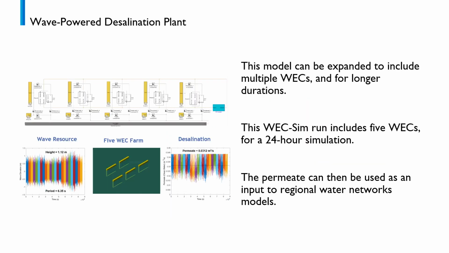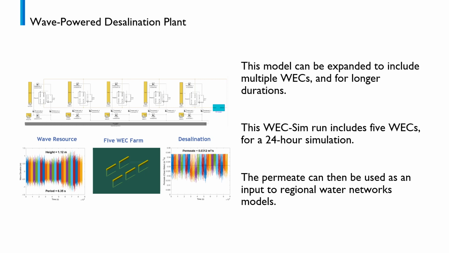While the desalination case provided in the WEC-Sim application repository is for a single wave energy converter running a desalination plant, this model can be expanded to include multiple wave energy converters and run for longer durations. The example shown on this slide is for a WEC-Sim run that includes 5 wave energy converters that were run for a 24-hour simulation. What you see on the lower left is the wave resource on an hourly basis that was used as the input to the 5 WEC farm.